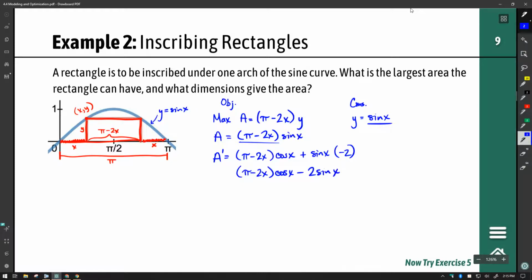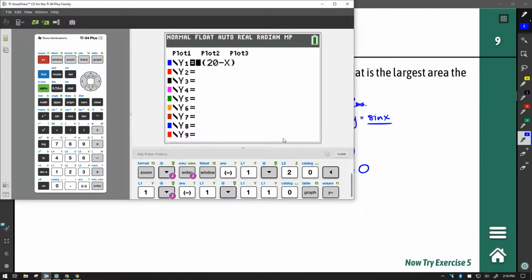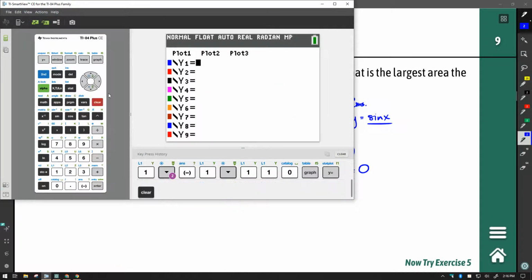Now, finding the critical values of this function is not something we can do analytically. Notice that we'd have a pi cosine x and a 2x cosine x and a 2 sine x, and solving for x would be almost an impossibility, but we can use our calculator to do just this. So let's pull our calculator back up. Let's hit our y equals screen, and let's graph that derivative.